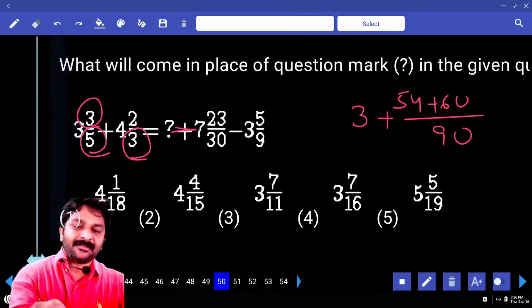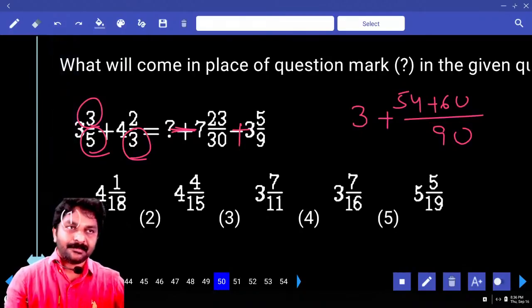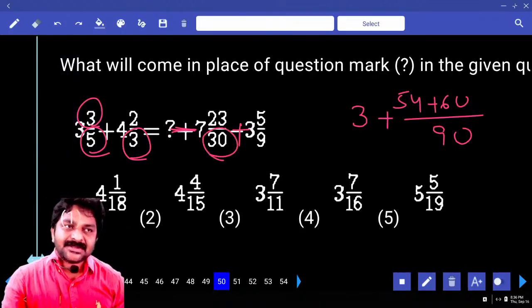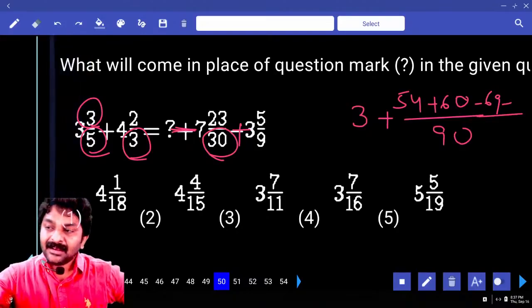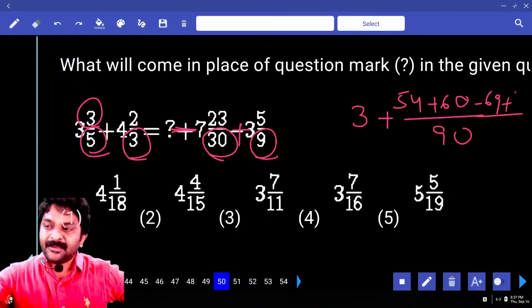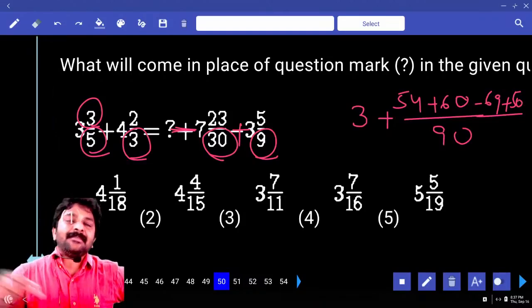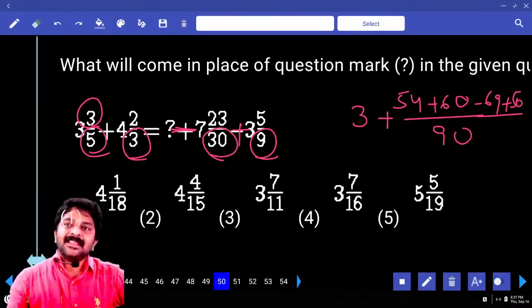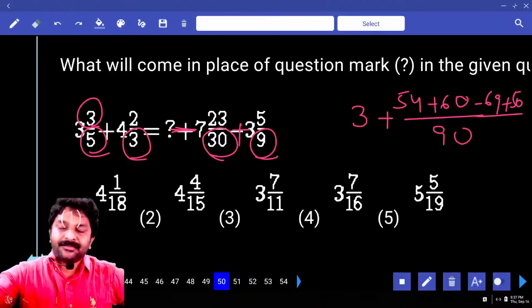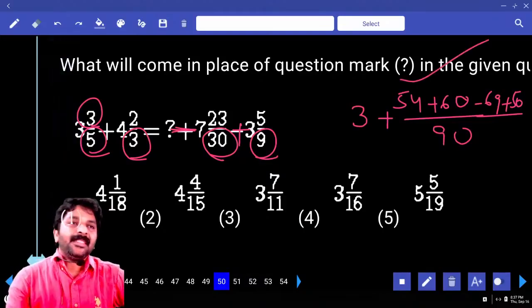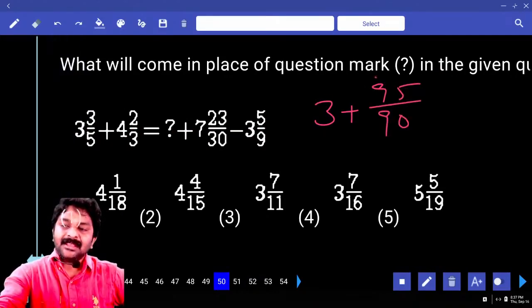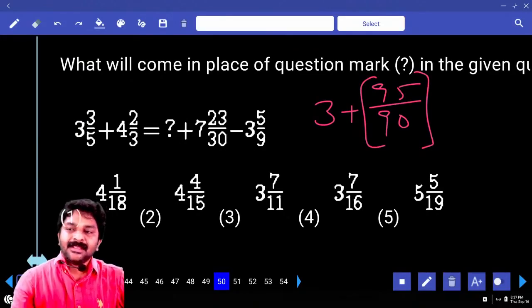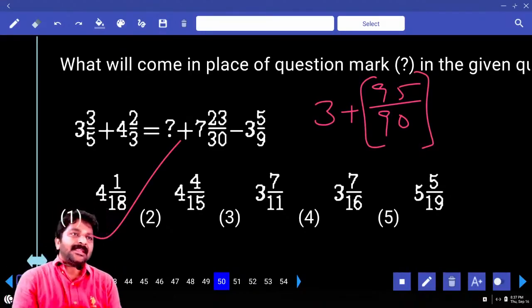And when this number comes to the left hand side, we already discussed that it should become a negative number. 30 how many times? 3 times. 3 into 23. So we have to subtract 69, and then the last number 9, 10 times, 10 into 5, 50. 60 minus 9, 60 minus 69, still you have to subtract 9. If 9 is subtracted from 50, you'll have 41. 41 plus 54, 95. So finally we have 3 plus 95 by 90. 95 by 90, 1 times. Still how much is left in the numerator? 5. 5 by 90? 1 by 18.